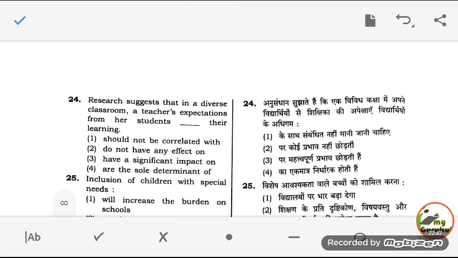Research suggests that in a diverse classroom, a teacher's expectations from her students should not be correlated with their learning.